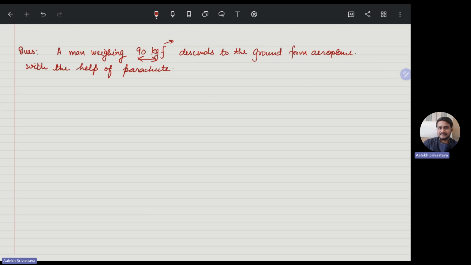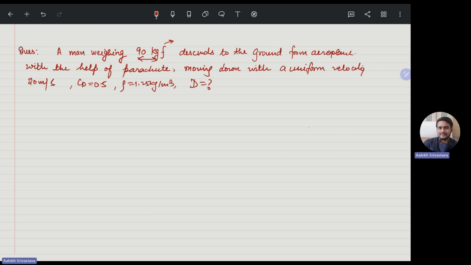And it says that because of the parachute's resistance to the air, he is moving down with a uniform velocity of 20 meter per second. Given coefficient of drag is 0.5, density of air is 1.25 kg per meter cube. You need to find what is the diameter of the parachute.